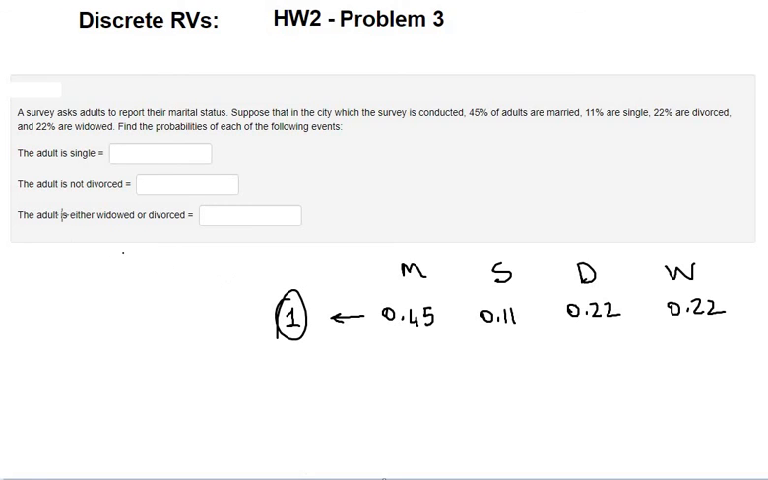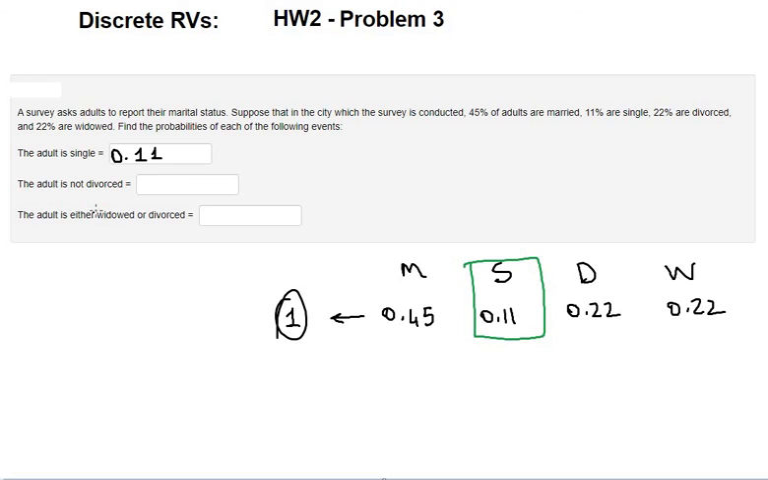Okay, now we're going to find the probability that an adult is single. It's already told here in the survey, because out of 100 people, 11 people are single. So the answer here is 11%, which is 0.11.